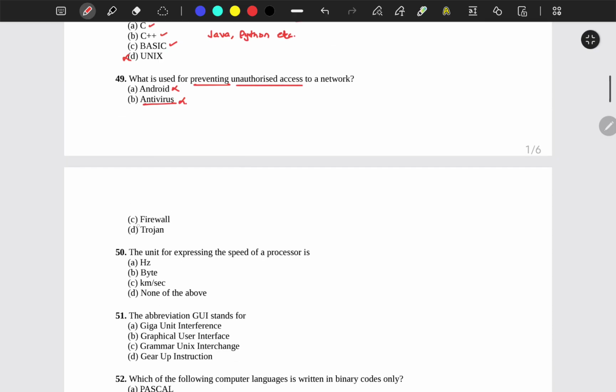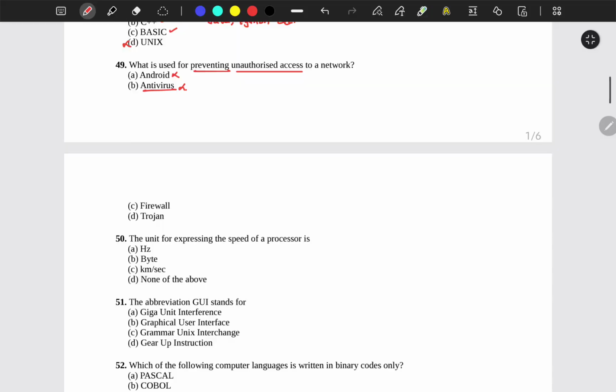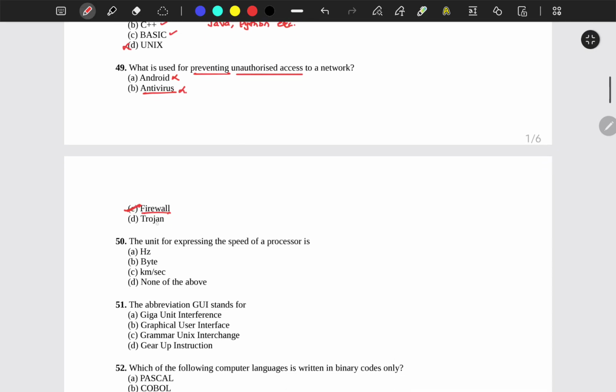Okay, so firewall. The correct answer will be firewall, because firewall acts as a defense mechanism. It acts as a defense against unauthorized access on a network. Okay, what is Trojan? Trojan is a virus, or it is a malicious program.